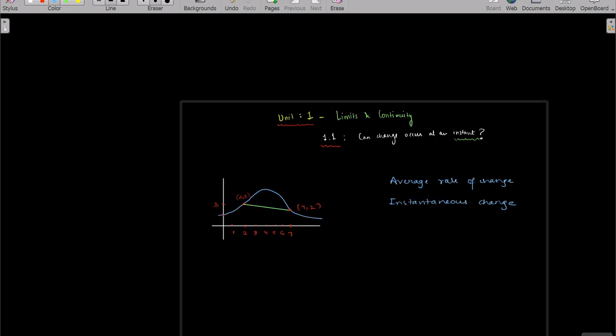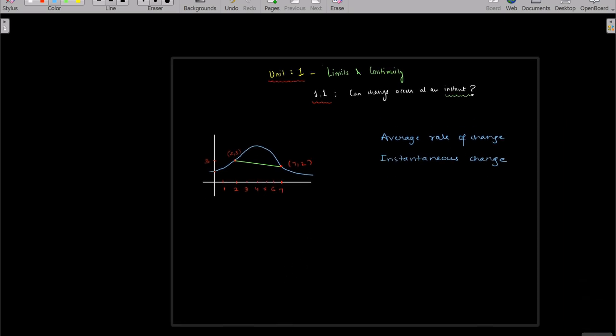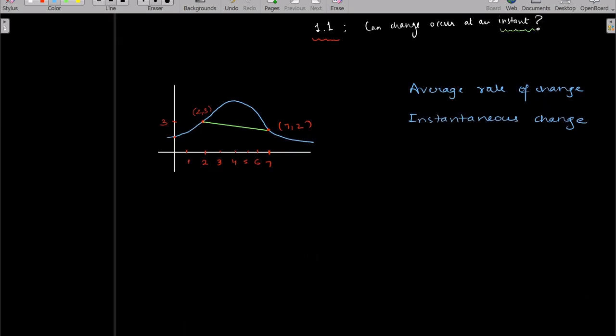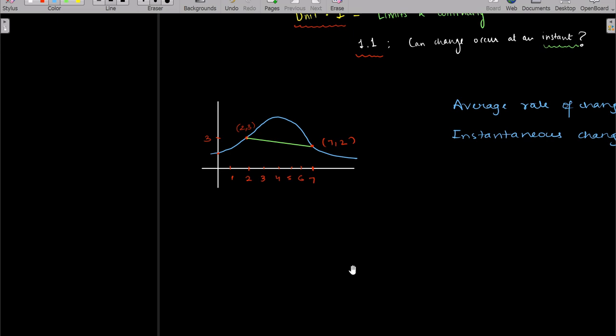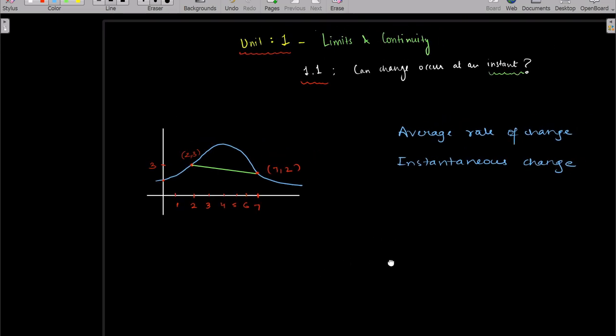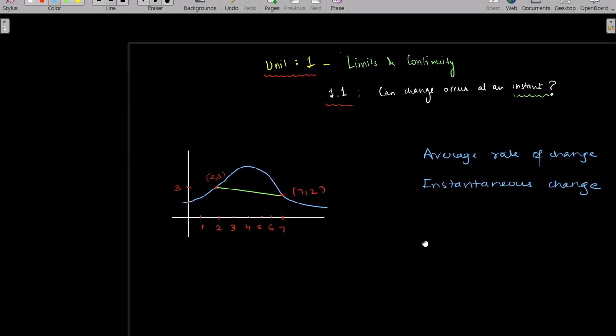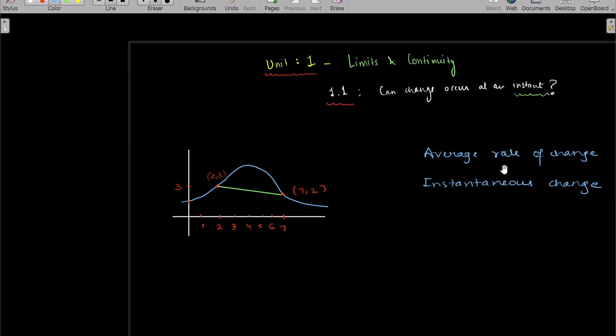Like average rate of change is like, it's changing by a certain value, like a standard value, I think. You're right, average rate of change is actually the change defined over an interval.